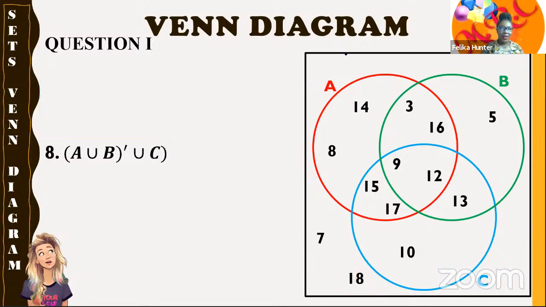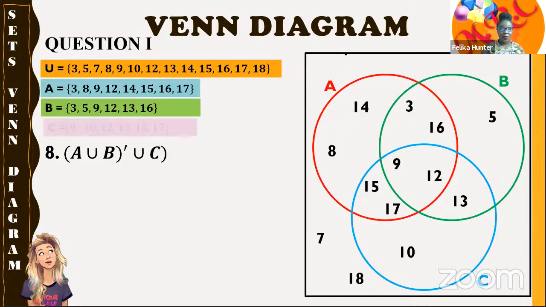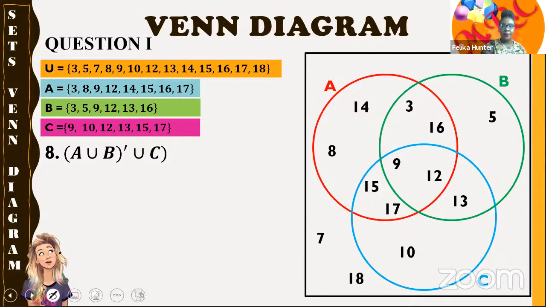All right, we're gonna move to the next question. All right, so this is number 8. So let's go with number 8. It's the same question, same things. All right, so let's go with the solution here. Yes, we're recording. All right, so let's go with the solution here. And it is A union B complement union C. What would we do first?